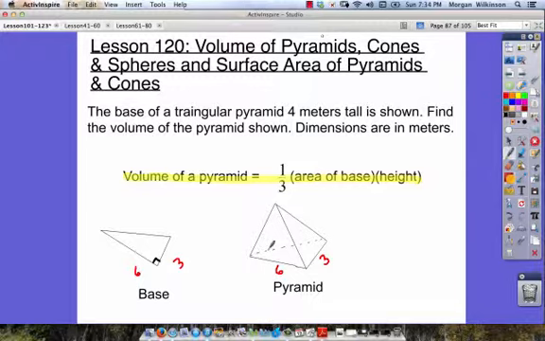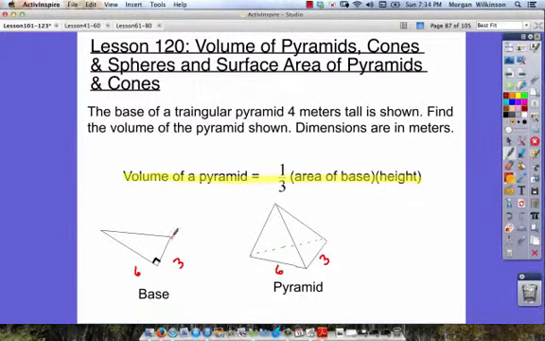The first question says, the base of a triangular pyramid 4 meters tall is shown. So here's the base. Find the volume of the pyramid shown. Here it is. Dimensions are in meters. So the formula for volume of a pyramid, make sure you get this in your notes, is 1/3 times the area of the base times the height. So let's go ahead and find out what it's going to be.